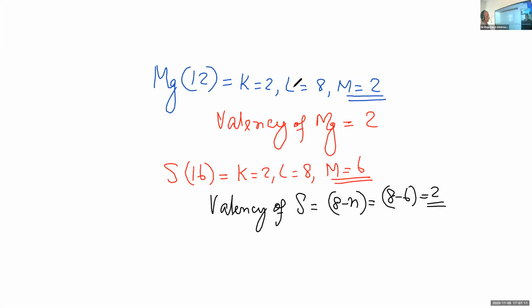Then come to sulfur. There are 6 electrons in the outermost shell. And in this case, valency is equal to 8 minus n, 8 minus 6, that is equal to 2.